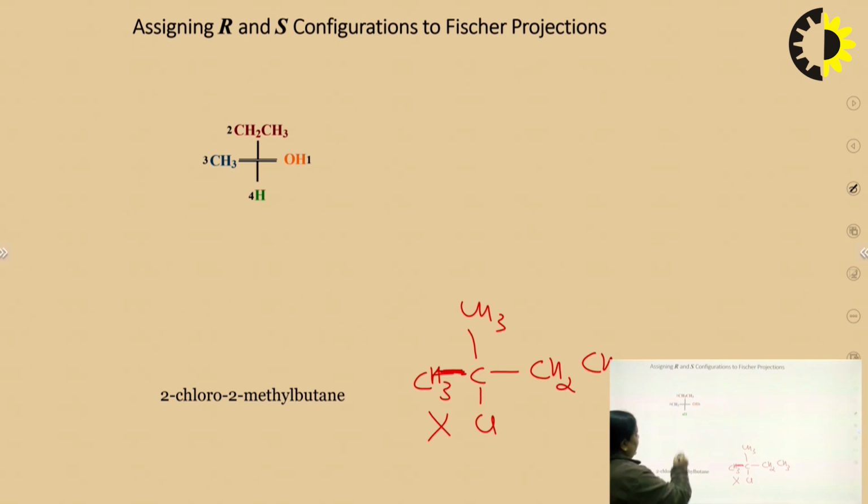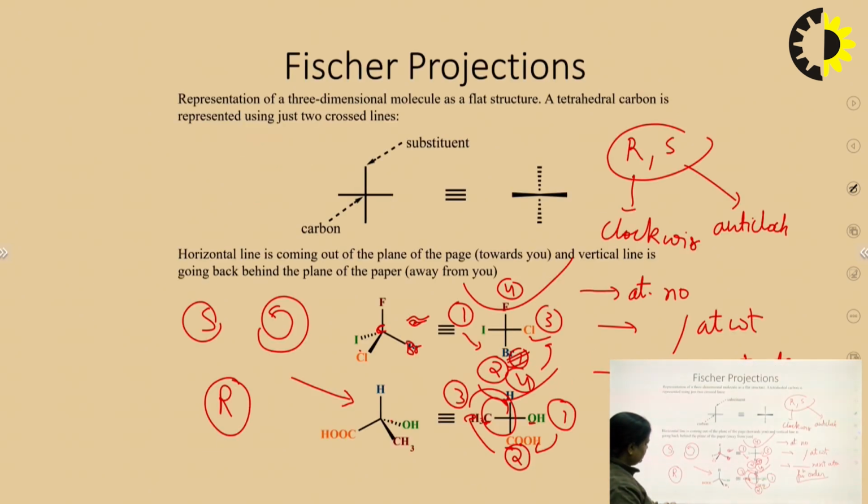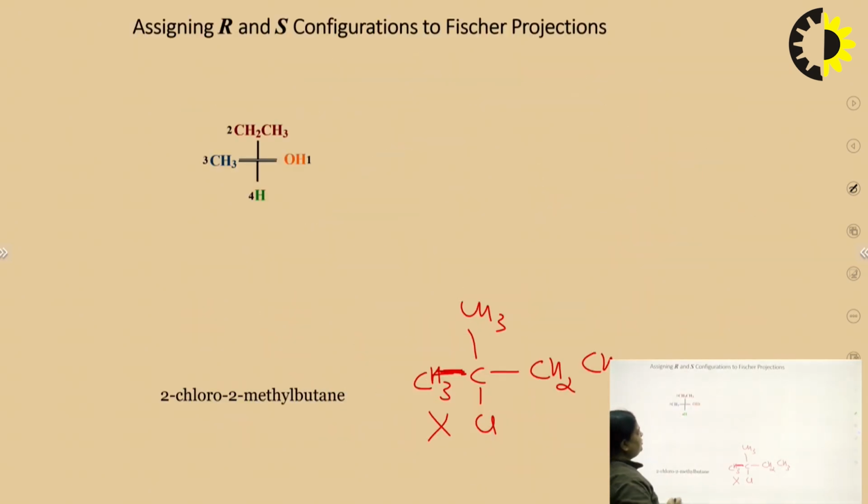But in this compound, I think we have already discussed this. So in this compound, OH is number 1, because the atomic number of O is 8, and directly attached here is CH2. There are 2 groups, CH2, CH3 and CH3.